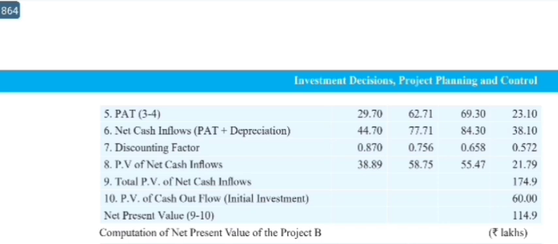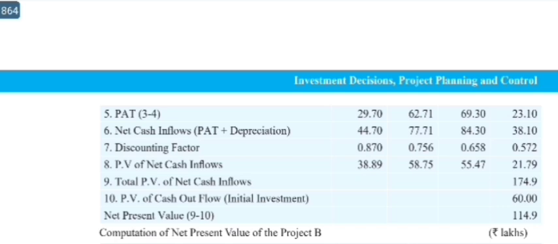Okay, so what is the net cash inflow? Here we deal only with cash transactions, so the non-cash item has to be added back again. So depreciation is to be added. Then we will find the present value of net cash inflow using the discounting factor. That is, we multiply the net cash inflow by the discounting factor, which is already given in the question. We will get the present value of net cash inflow.